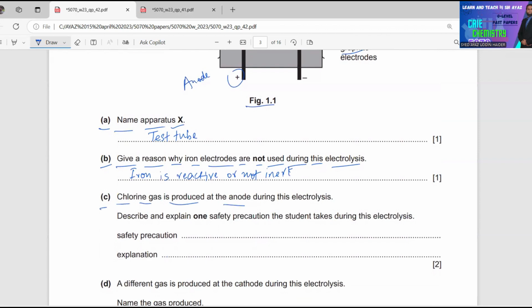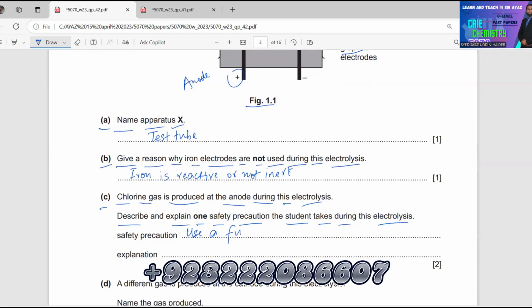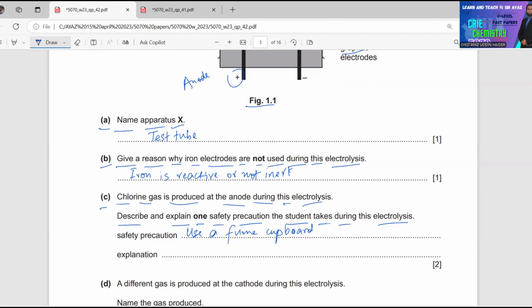Moving to next part, C. Chlorine gas is produced at the anode during this electrolysis. Describe and explain one safety precaution the student takes during this electrolysis. Chlorine is a toxic and harmful gas. So safety precaution must be use of a fume cupboard. Or you can even use well-ventilated space. The reason is that they are asking about the explanation. So you write the reason. Chlorine is toxic or harmful gas.